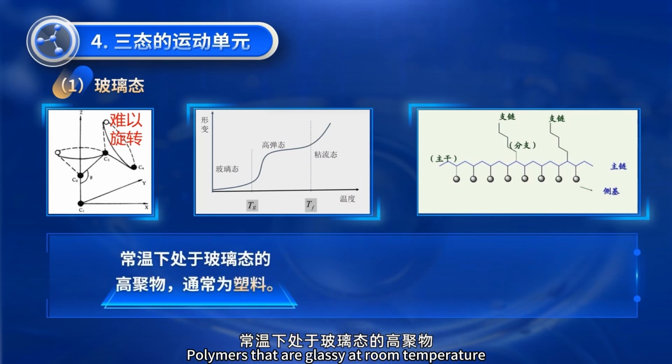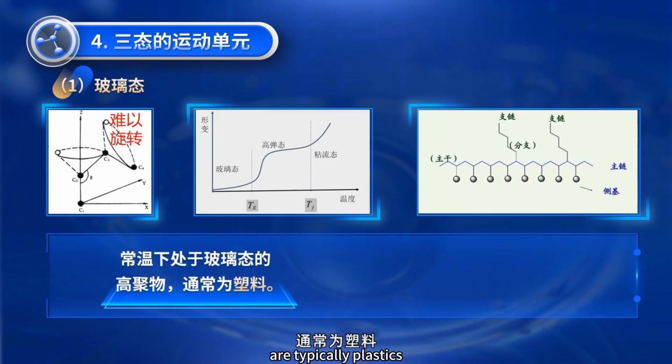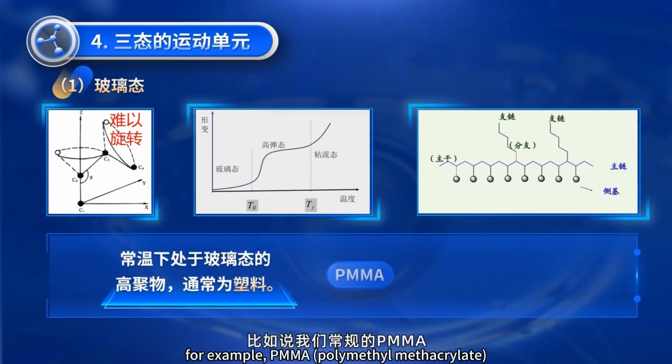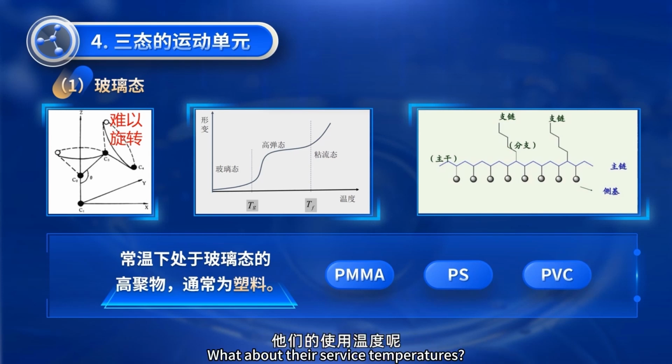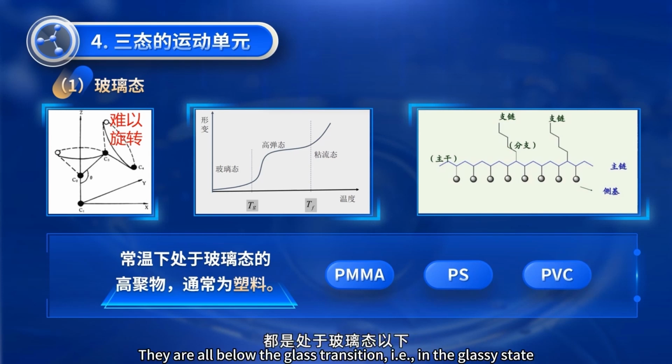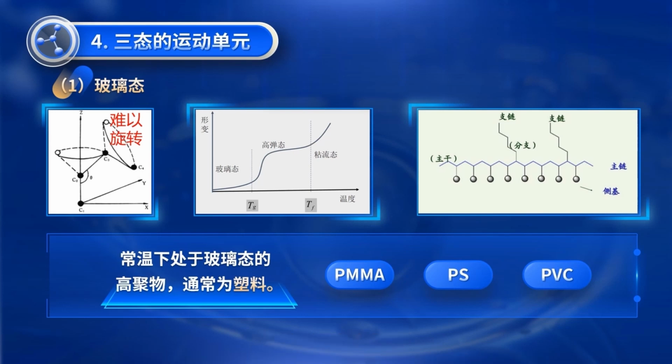Polymers that are glassy at room temperature are typically plastics. For example, PMMA, polymethyl methacrylate, as well as atactic PS, polystyrene, and PVC, polyvinyl chloride. What about their service temperatures? They are all below the glass transition, that is, in the glassy state.